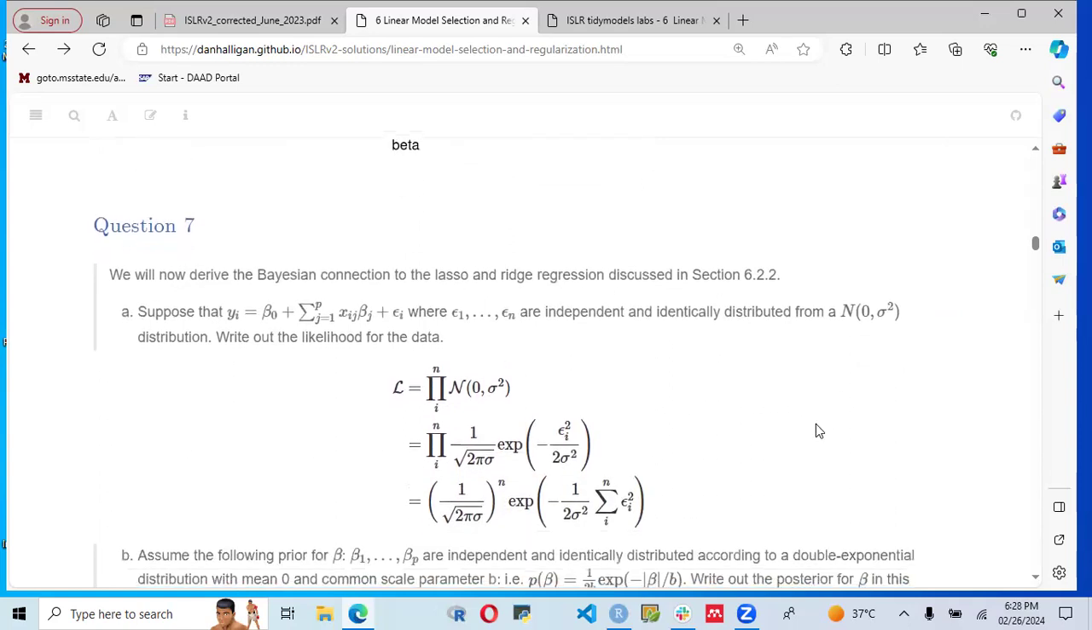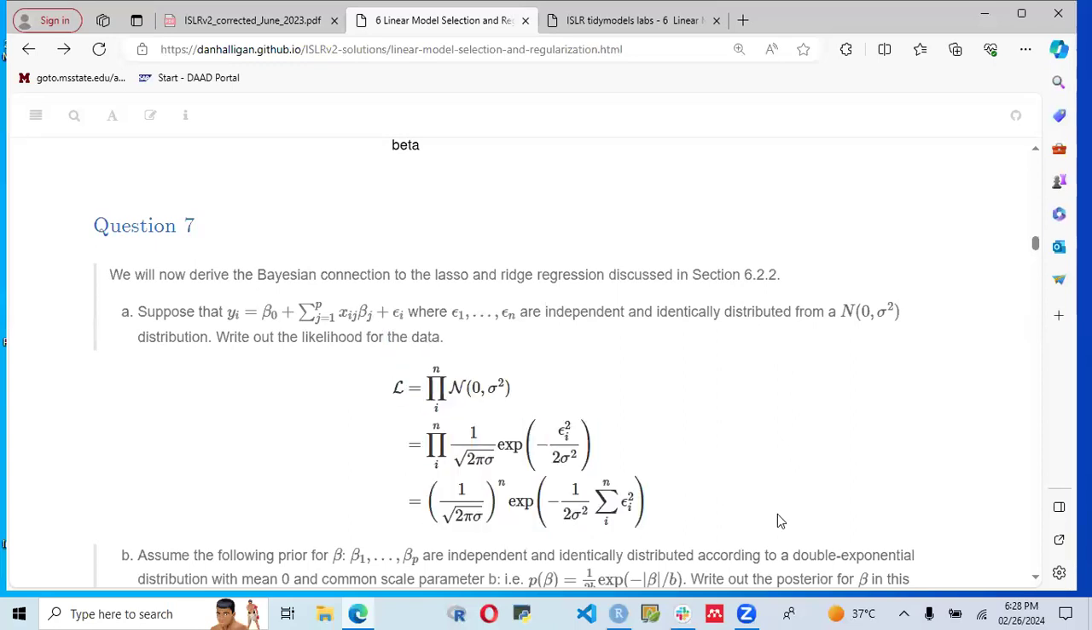Like in question 7, it's about the Bayesian connection to lasso and ridge regression as discussed in 6.2.2. A, it says suppose that Y I is given as this, where epsilon 1 to epsilon N are independent and identically distributed from this distribution. Write out the likelihood of the data, which is given as this.